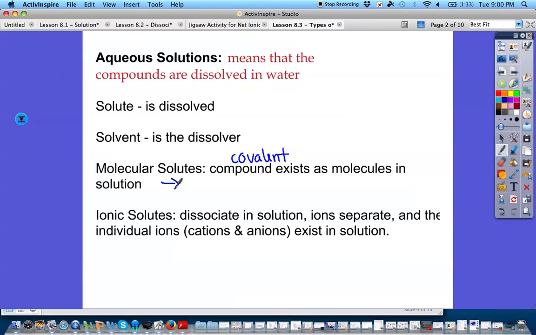This is the dissolution that we talked about last time, where we have our covalent compound and it goes from a solid to an aqueous when dissolved, but it is dissolved whole. And then ionic solutes, they undergo dissociation. So they dissociate in solution, the ions are going to separate, and the individual ions, both the cations and the anions, are what exist in solution. So again, this is dissociation.